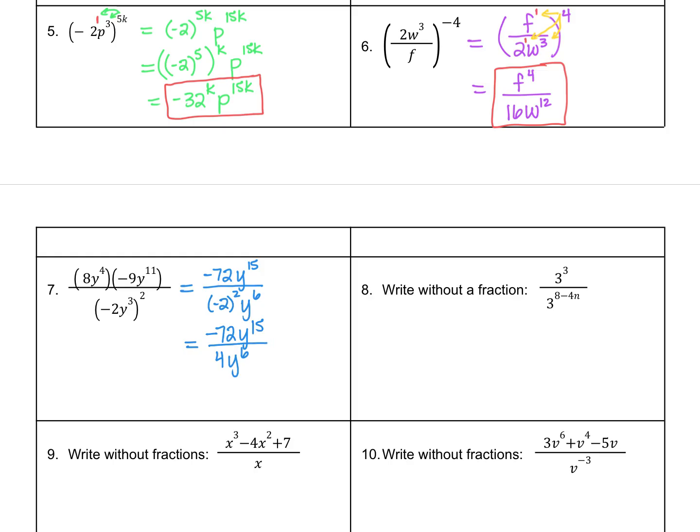So once again, move back to the properties. We have to divide. So we will do -72 divided by 4, which is -18. And when you divide like bases, you have to subtract the exponents. So that means you're going to have 15 minus 6, which is 9. So we're going to have y to the power of 9.